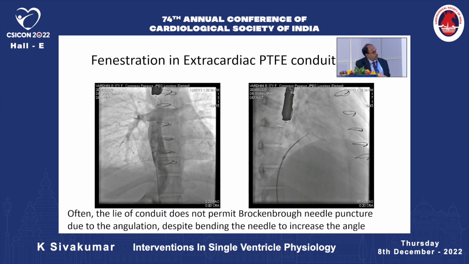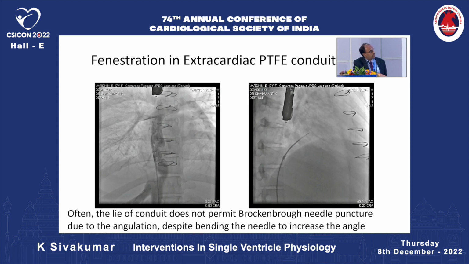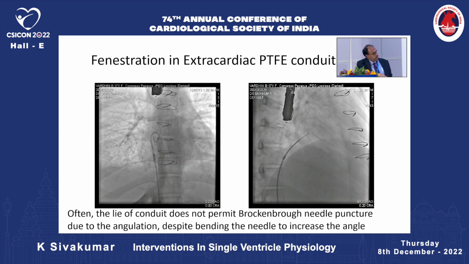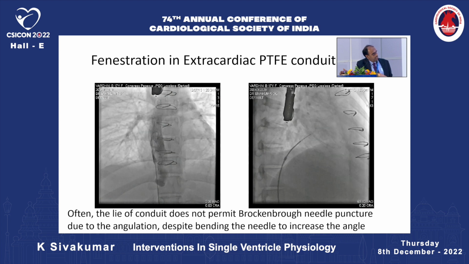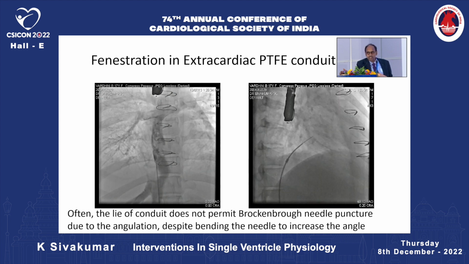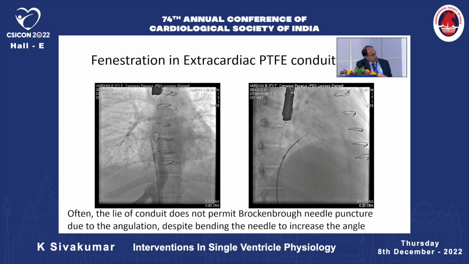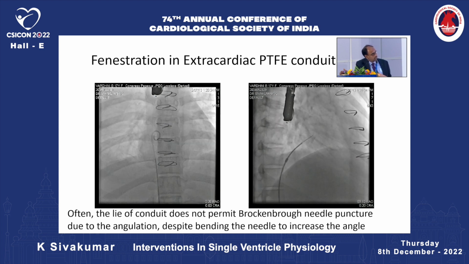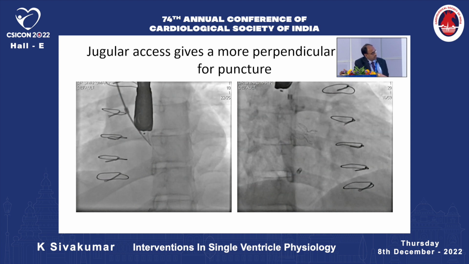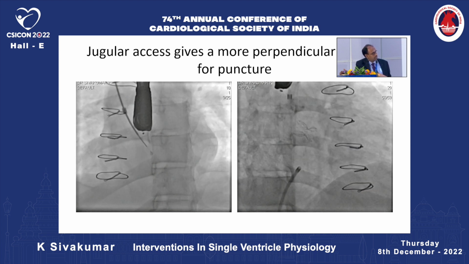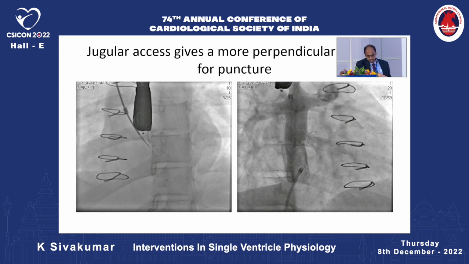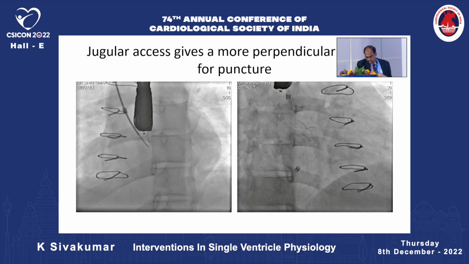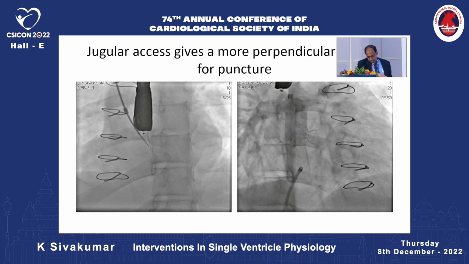This is an example of a patient who has a failing extracardiac conduit Fontan. We need to create a fenestration, and it's not very easy to fenestrate from below in a patient with an extracardiac conduit, because the needle will scrape through the conduit and enter into the pulmonary artery. It will not have an anchor at all. In such patients, you have to come from the jugular, and you will be able to come perpendicularly inside and put in a stent. And this is a stent fenestration of the Fontan circuit.